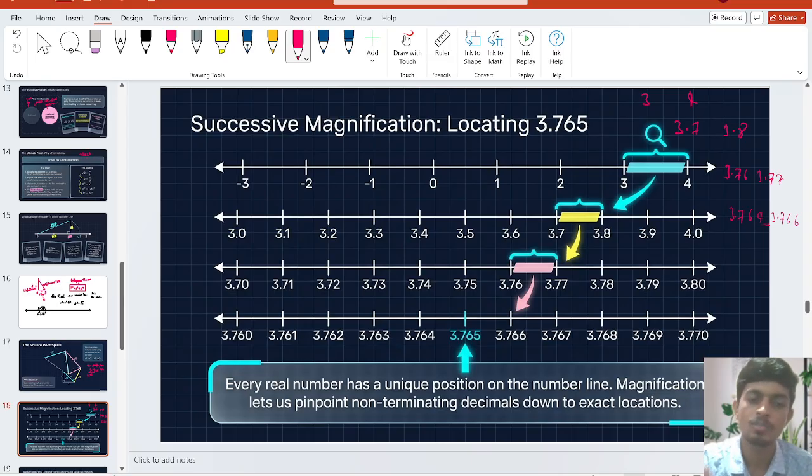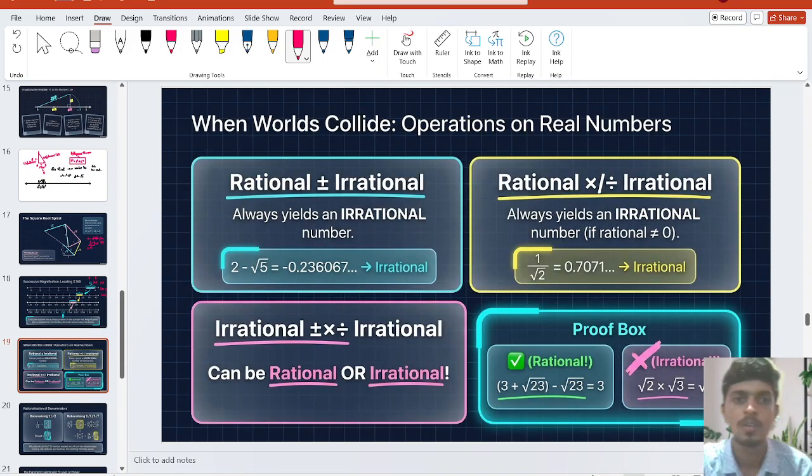And we will be coming to the next topic here, when worlds collide: operations on real numbers. You see that rational plus or minus irrational always gives an irrational number. If we add any rational number to an irrational number, or subtract rational minus irrational, you always get irrational. And if you multiply a rational by an irrational, or divide, you always get irrational, provided the rational is not equal to 0.